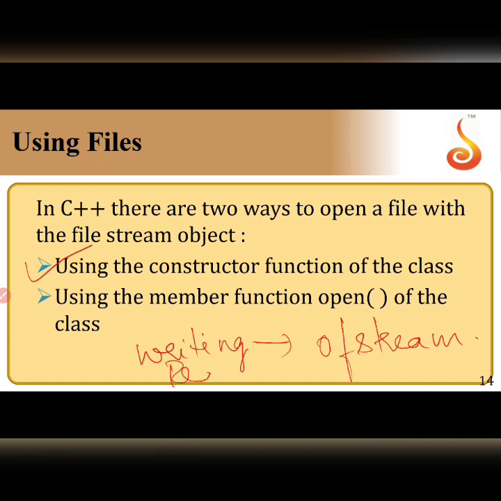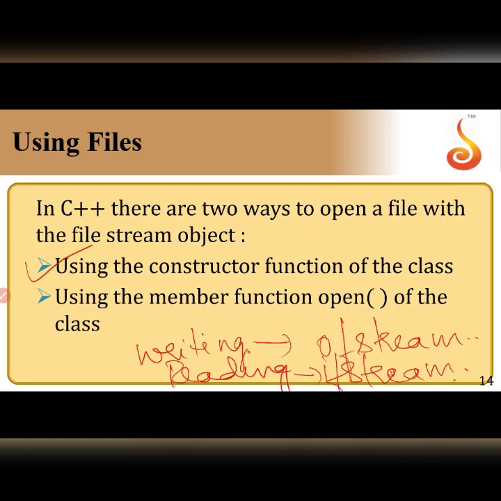And if I am reading, what should I do? I need an ifstream object. If I am reading from a file, I need to have an object for the ifstream class. If I am writing to a file, I need to have the object for the ofstream class. These two are classes, and then I can also create an object for fstream, wherein I can use both reading and writing. At that time you need to specify the mode of opening, whether you are opening in read mode or write mode.